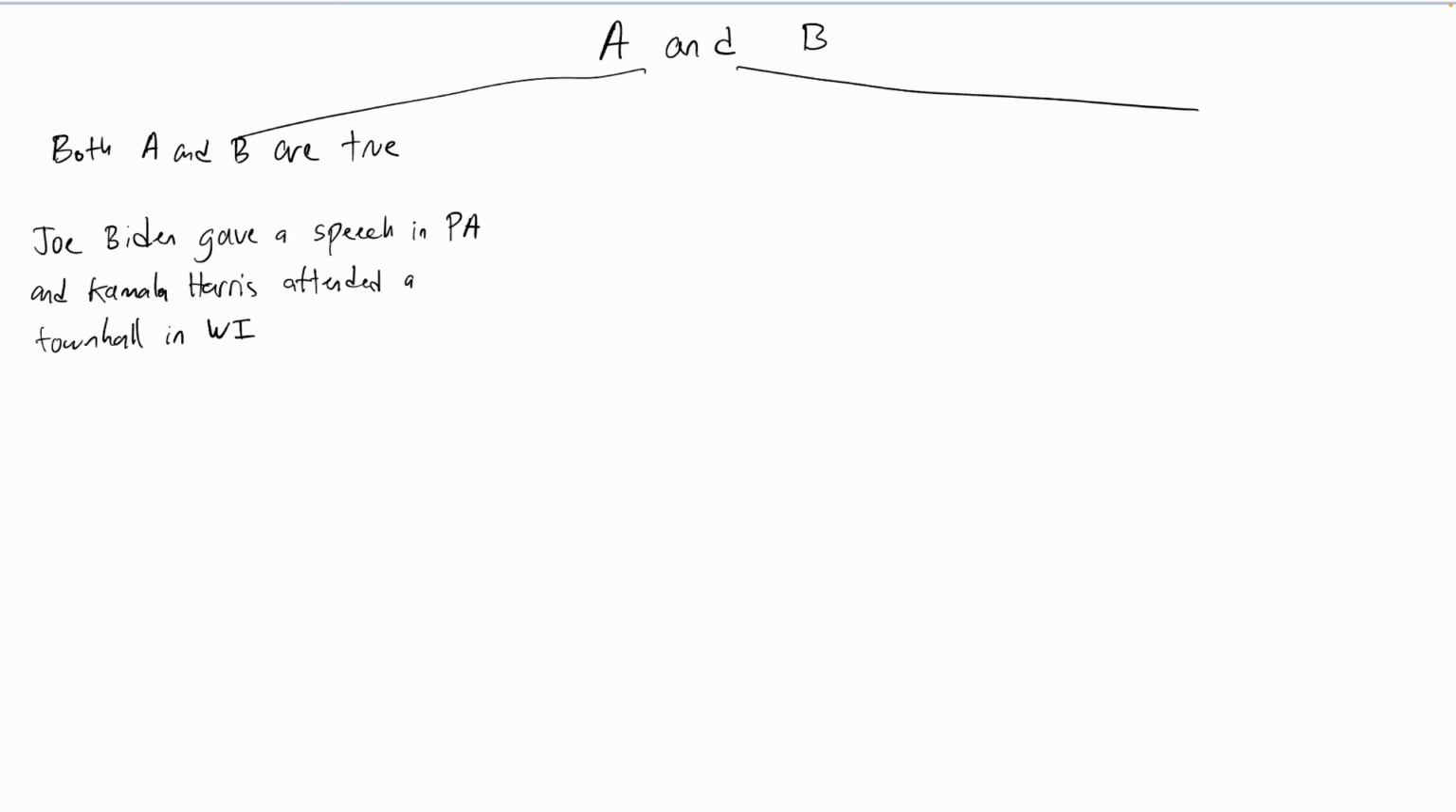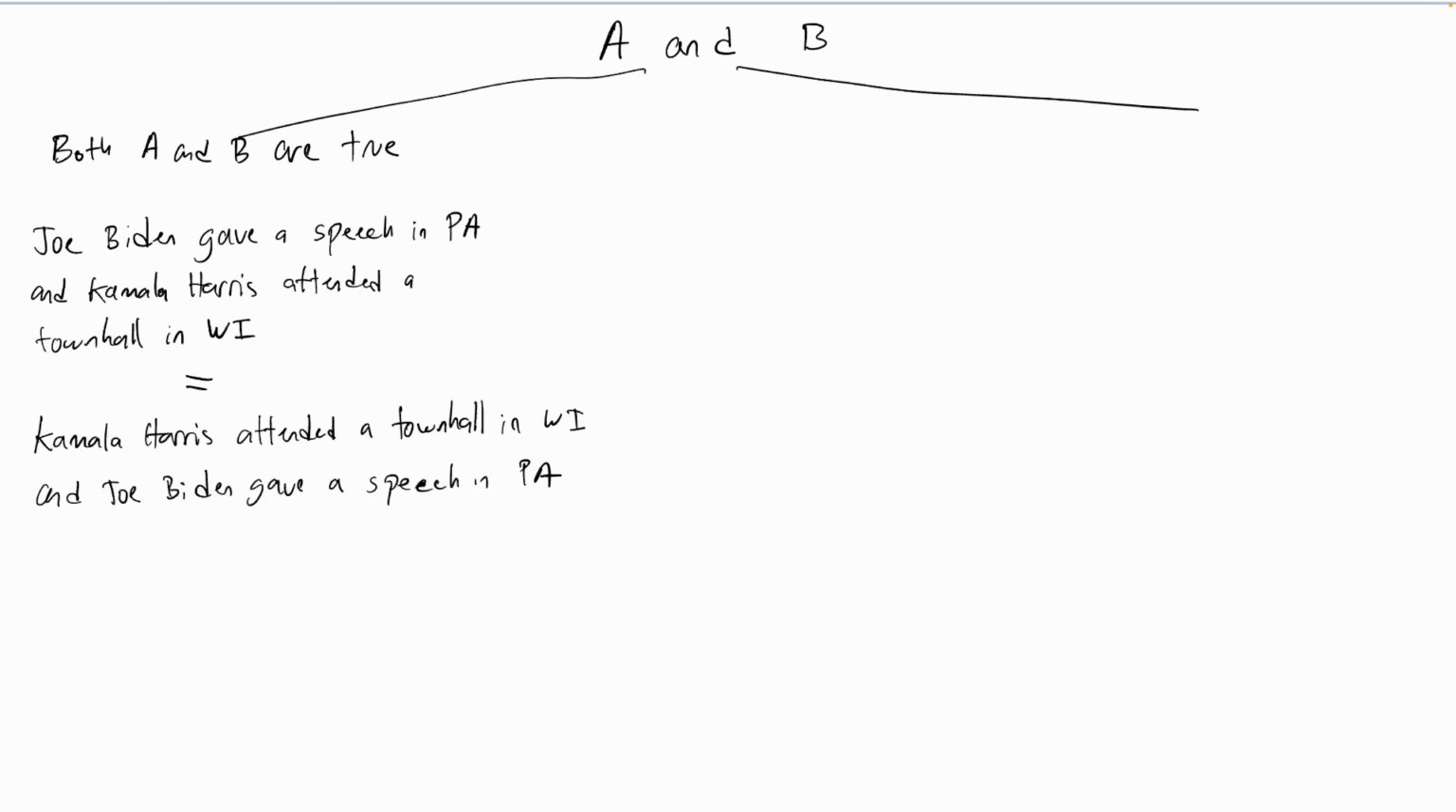It would have made no difference if, describing today's political happenings, I'd instead said, Kamala Harris attended a town hall in Wisconsin and Joe Biden gave a speech in Pennsylvania. That would again simply communicate that both of those things took place today. But arguably, the word and sometimes functions a bit differently. Sometimes it seems to mean and then.